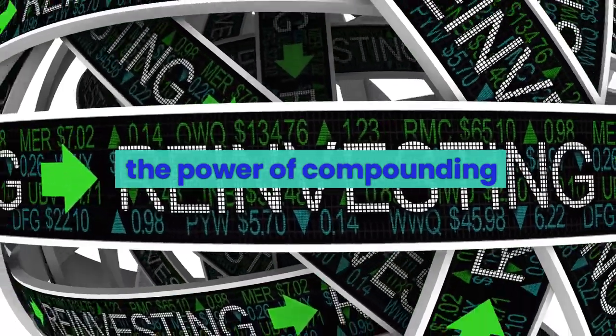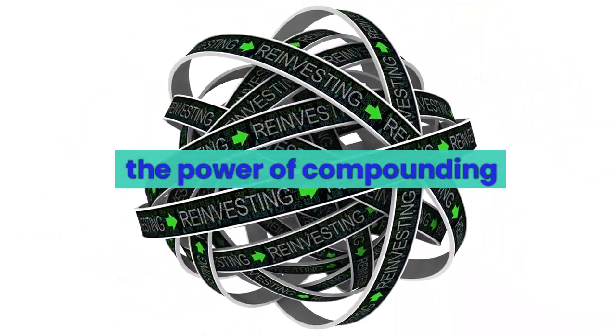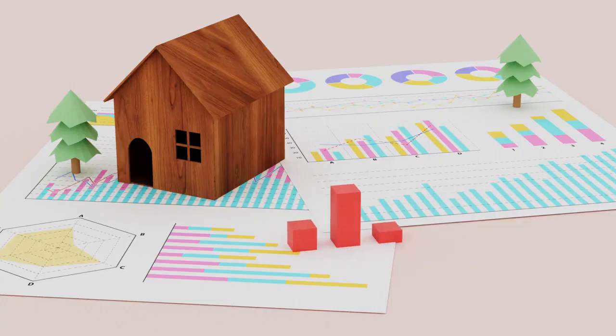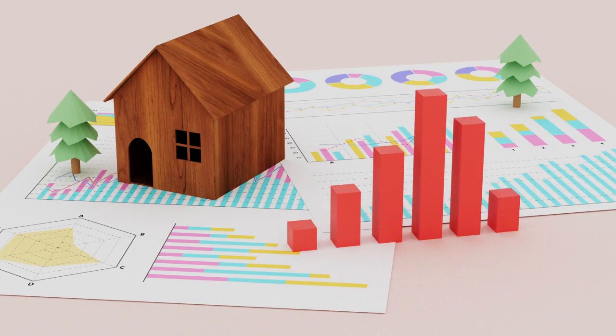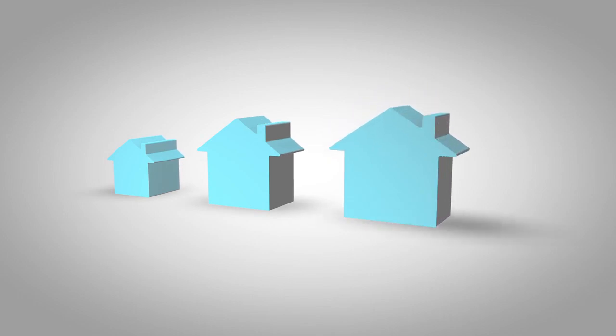The power of compounding in real estate investing comes from the ability to reinvest the profits from one property into another property. This process can be repeated over and over again, resulting in a snowball effect that can grow your wealth exponentially over time. You can then use this money to buy another rental property, or you can use it to improve the property you already own. If you continue to reinvest the profits from your rental properties, your wealth will grow faster and faster over time.